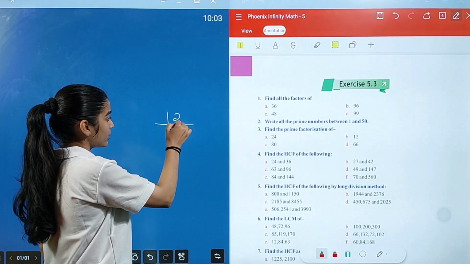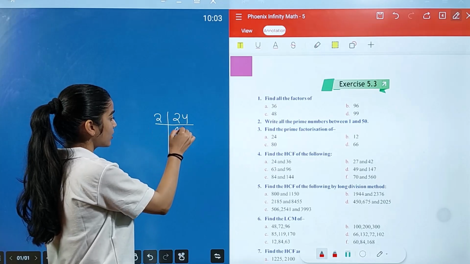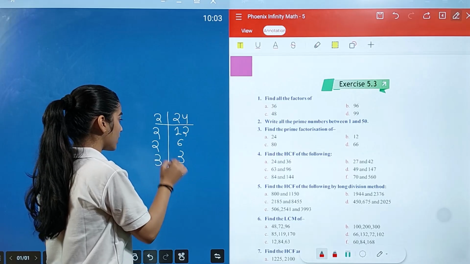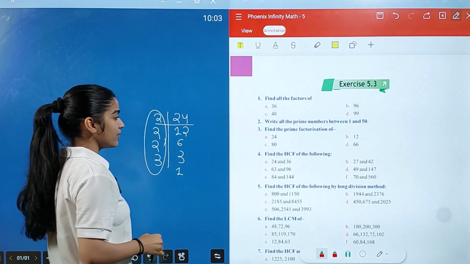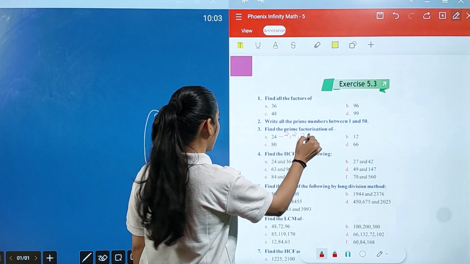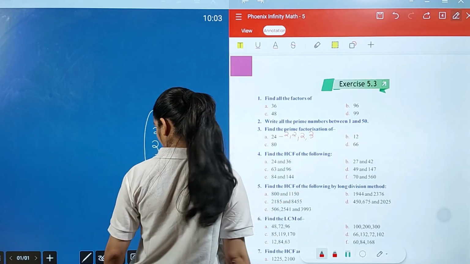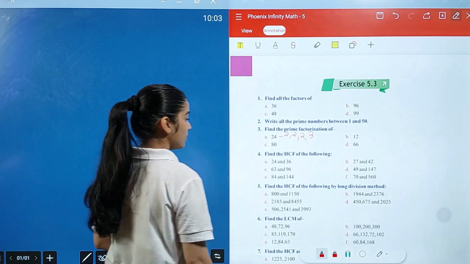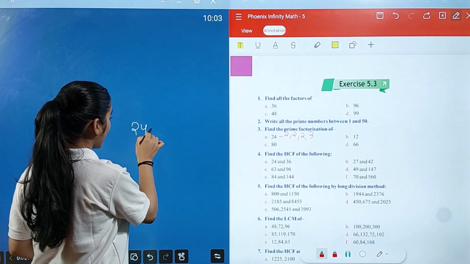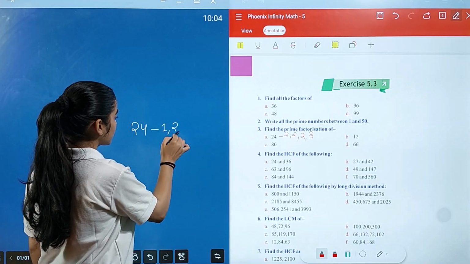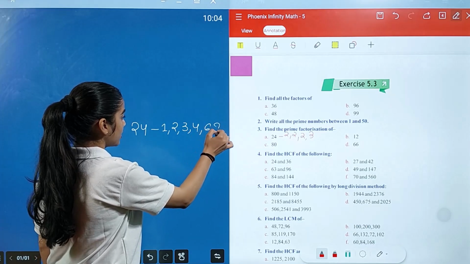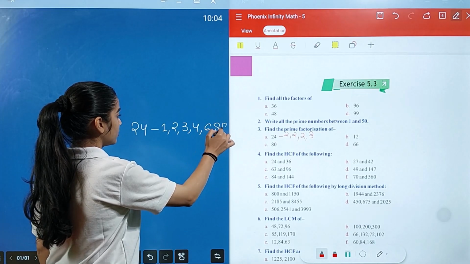Now find the prime factorization of 24. So 24, now we take 2: 12, 2: 6, 2: 3, 3: 1. So these are the prime factors of 24: 2, 2, 2 and 3. Now find the HCF of the following numbers. For the HCF of 24 and 36, you first have to find the common factors of 24: 1, 2, 3, 4, 6, 8 and 12.